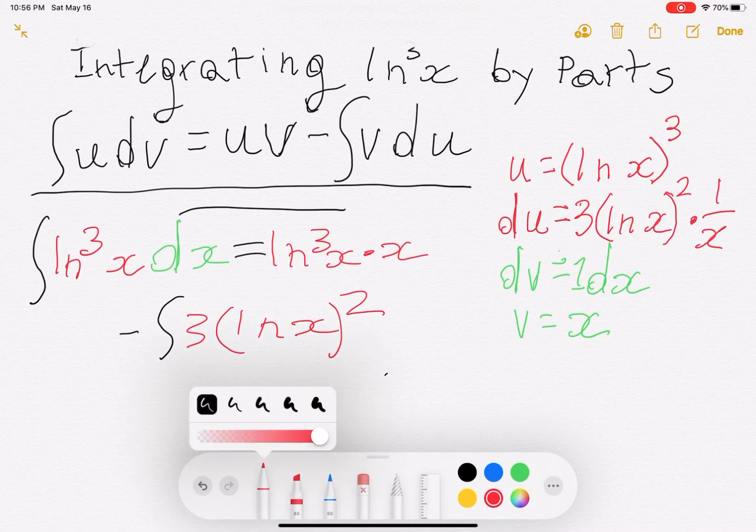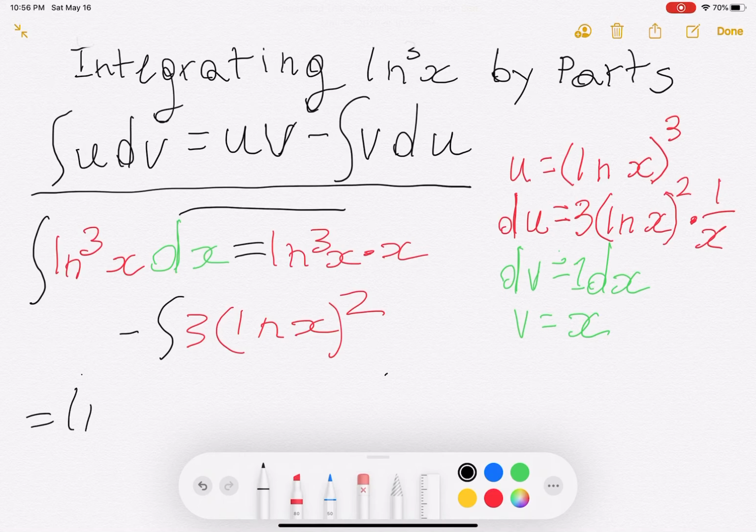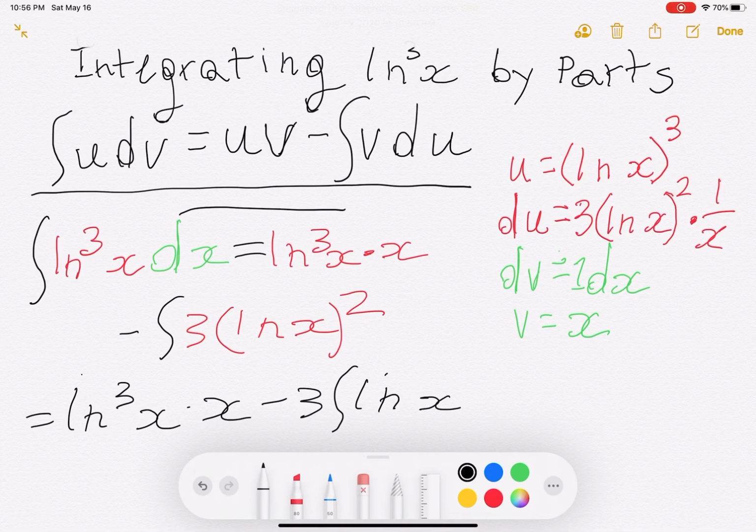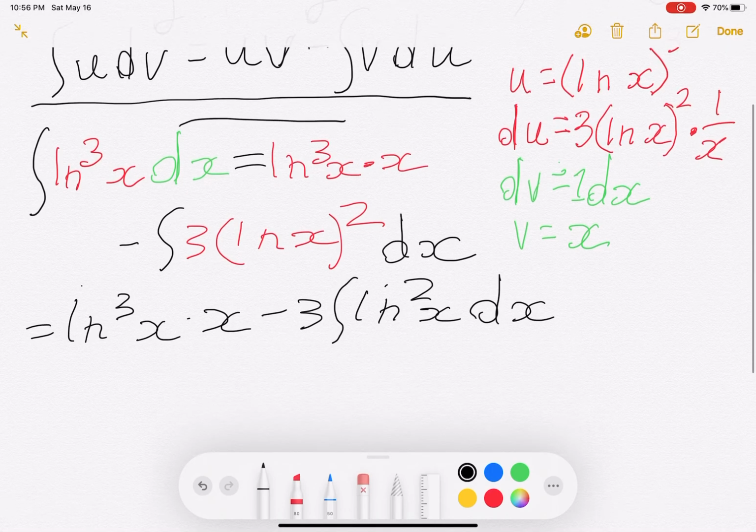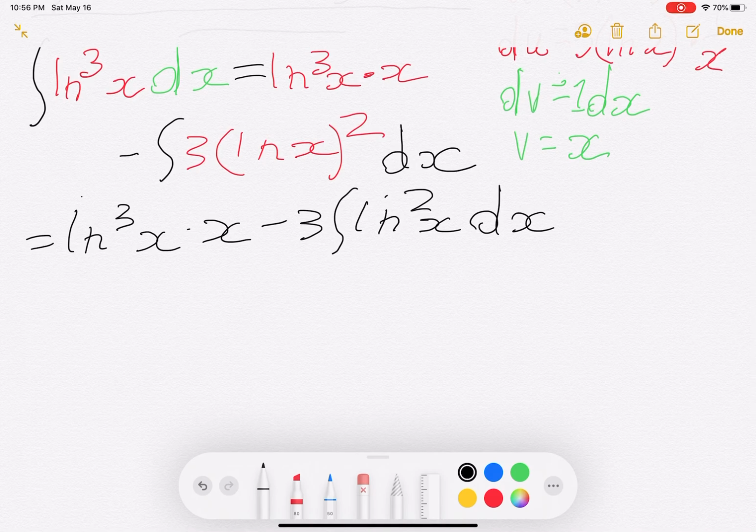So that's equal to ln cubed x times x minus 3 times the integral of ln x squared dx. Sorry, I forgot to put the differential here. Okay, well, obviously now we have to integrate ln squared x.